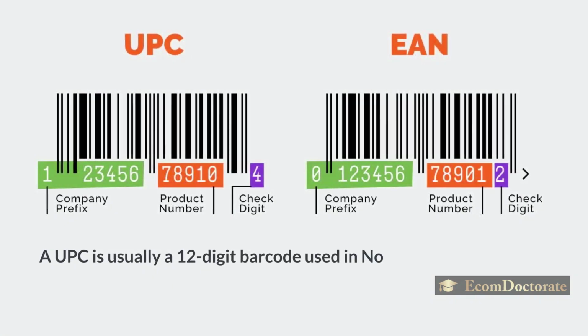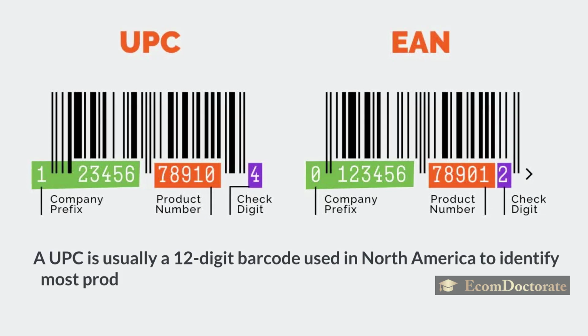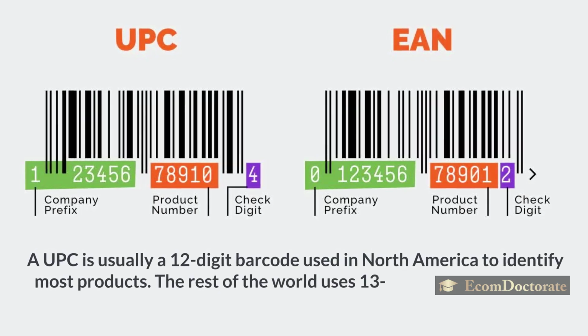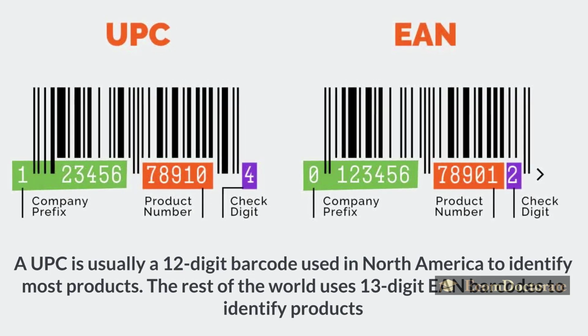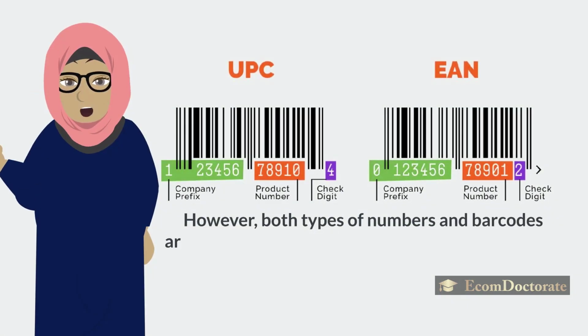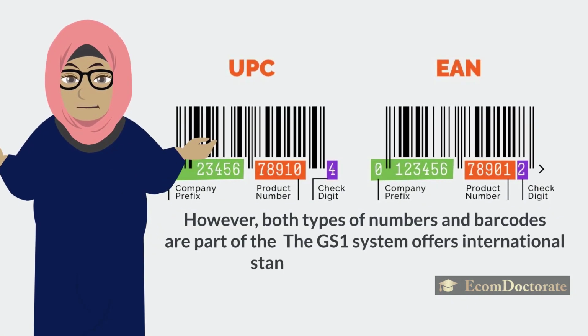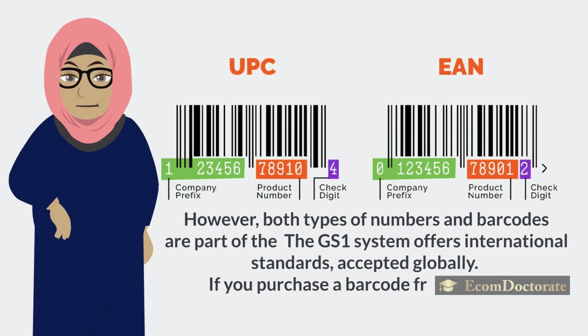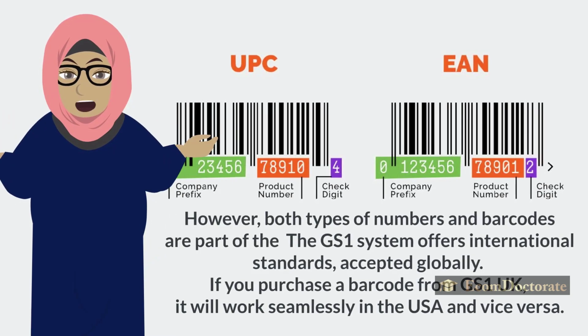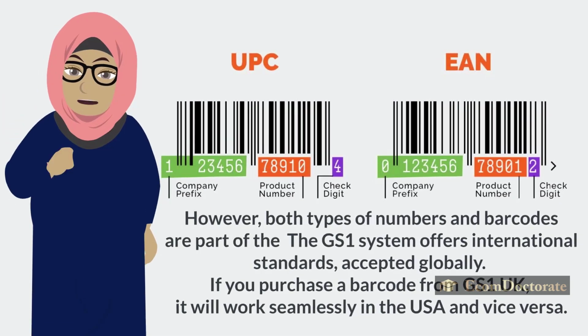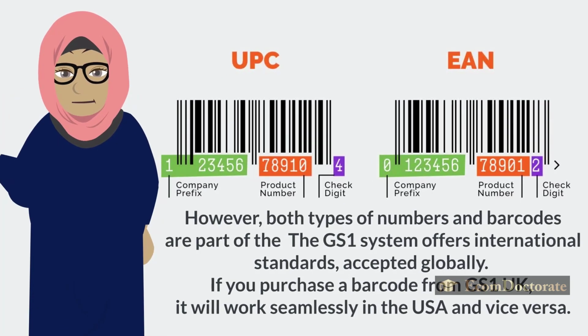A UPC is usually a 12-digit barcode used in North America to identify most products. The rest of the world uses 13-digit EAN barcodes to identify products. However, both types of numbers and barcodes are part of the GS1 system, an international standard accepted globally. So if you purchase a barcode from GS1 in the UK, it will work in the USA and vice versa.